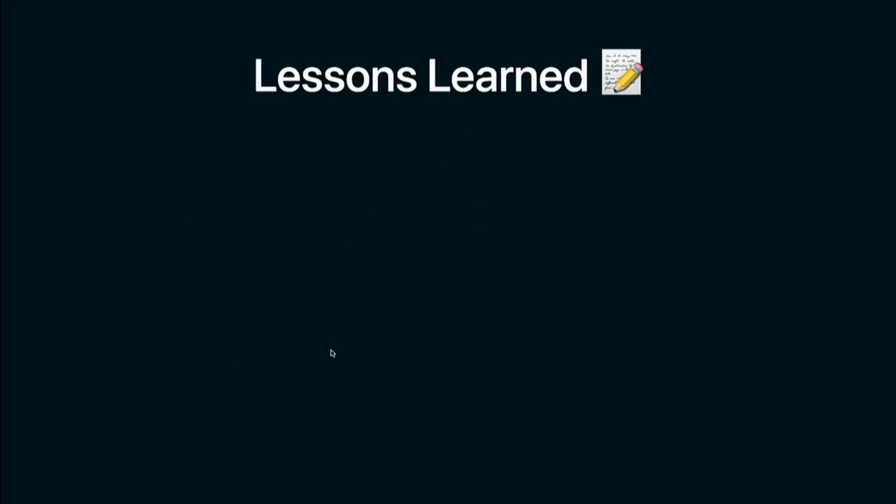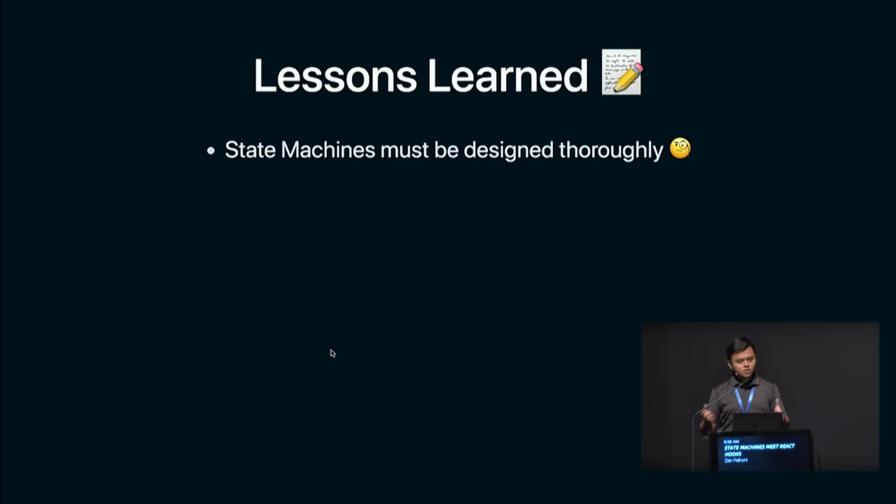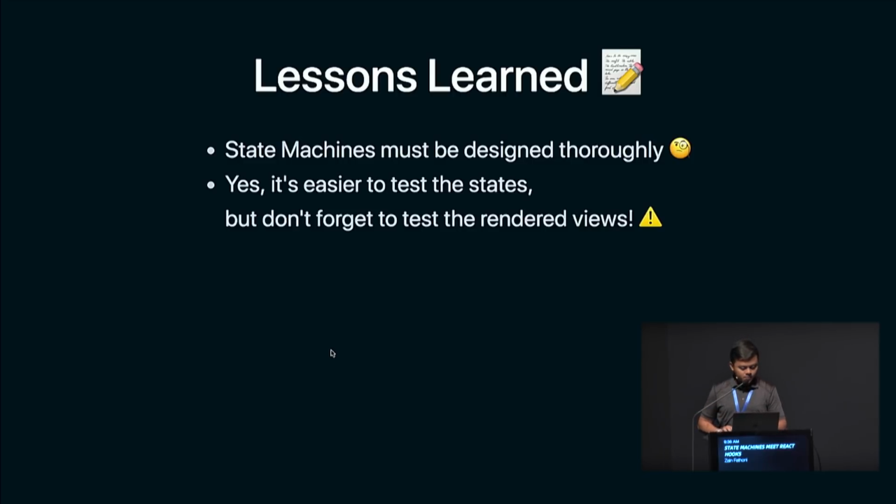So my lessons learned in this journey is that when we are using state machines, they must be designed thoroughly because it's complex stuff. The state machines will just work, but they work as we design them. So if we design them badly, then it will go bad. And yes, it's easy to test the states because it's just testing the string, testing the object, right? But don't forget to test the rendered views.